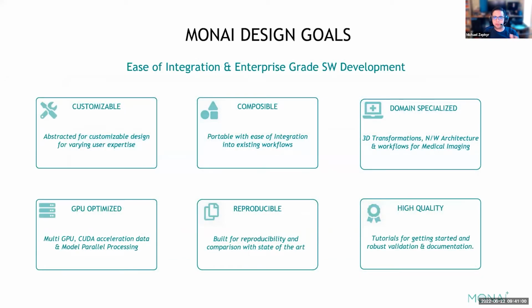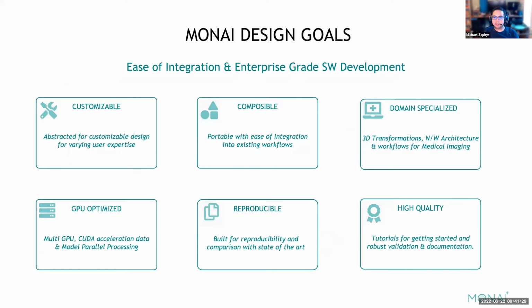So the overall design goal for MONAI is things that I've already talked about, but just to go over them again: customizable, composable, domain specialized, GPU optimized, reproducible, and high quality. And that includes things like our tutorials that I mentioned just a second ago. We have a lot of tutorials there. Whenever we put out new architectures, new features, we try to have a tutorial that allows you to go through it and utilize it so you can get it into your workflow and see how it actually works.